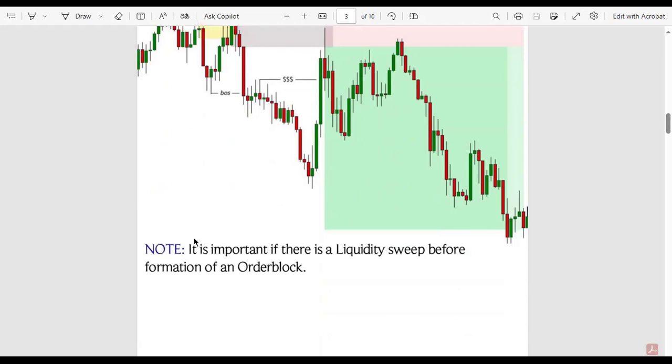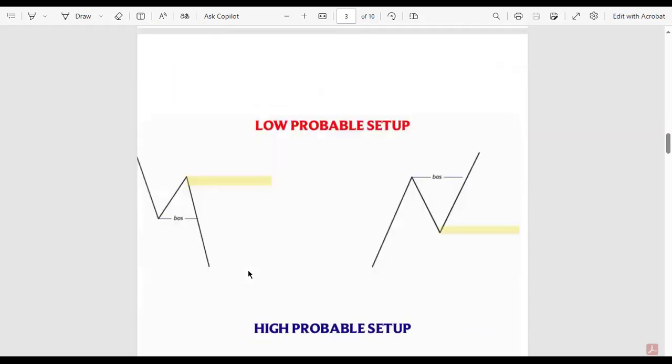Another thing to consider is the liquidity. So make sure that there is liquidity before formation of an order block. That's going to give your order block a strong reason for you to use it. So you can see the example here. This is not a very good example, or it's a low probability setup. Why? Because for this order block here, there is no liquidity sweep. Even here, there is no liquidity sweep.